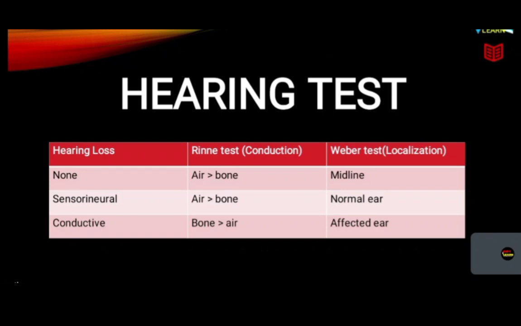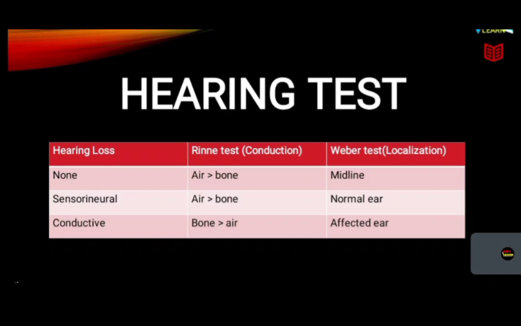Now, what happens when the patient has deafness? It can be conductive, it can be sensorineural. If the sound lateralizes to an unaffected side, for example, you put the Weber's tuning fork in the center of the head and the sound lateralizes to the right side. If that right side is the unaffected side, then that is a unilateral sensorineural loss. So the side that is unaffected is usually the sensorineural. The side that is affected is the conductive.